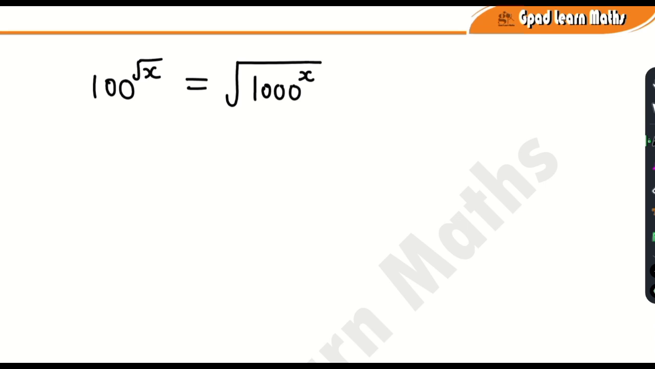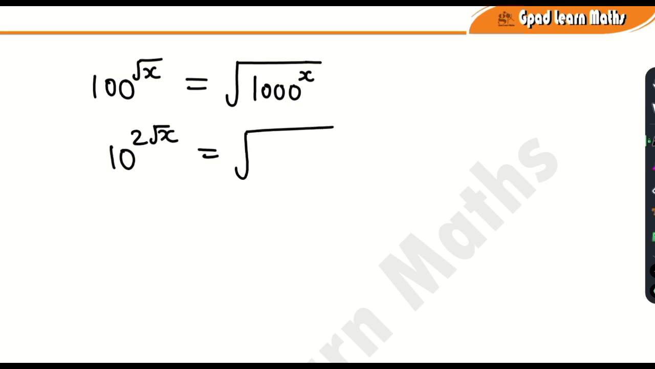So what we are going to do, because we would have to equate the exponent at some point, I'm going to express 100 on the left hand side and 1000 on the right hand side as a power of 10. So 100 can be expressed here as 10 raised to the power of 2. It's still going to get multiplied by root x. So this is equal to the same thing with this.